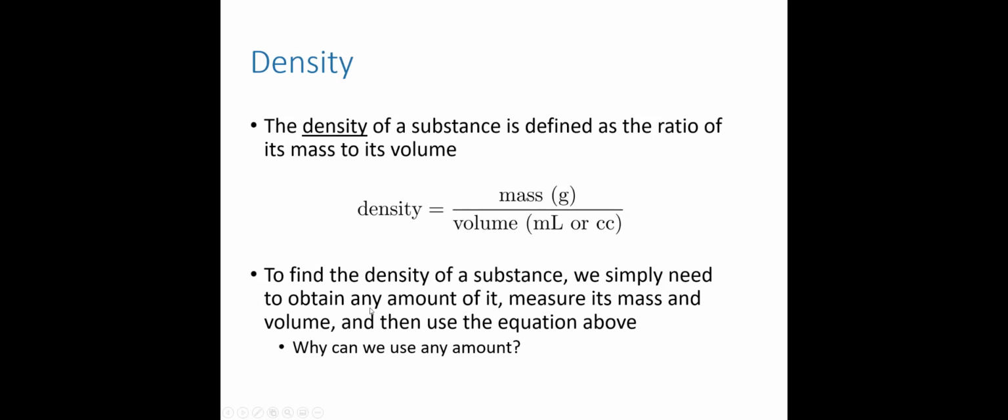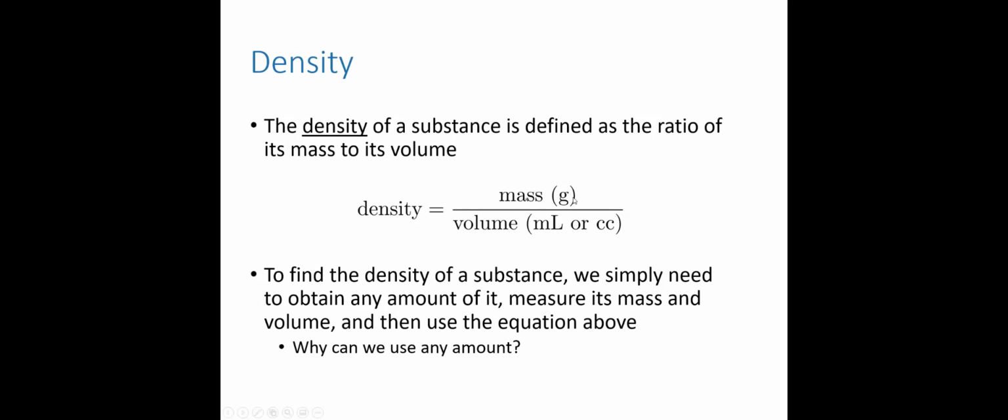Now you can use any amount of this. This is what we call an intensive property. It doesn't matter how much of it you have. If you had measured the mass and volume of a particular substance and found the density, then let's say you went and got something else.